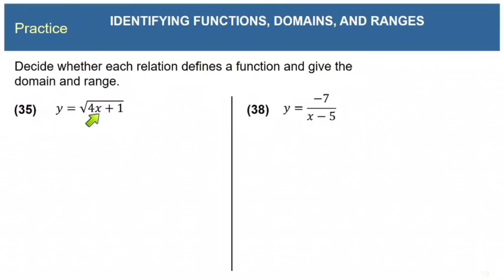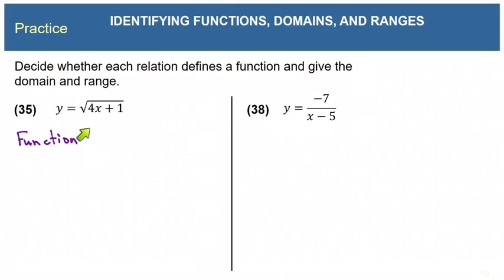Okay, so to decide if it's a function, what we need to do is decide if any x we plug in can produce two different y values. Well, no, in this case, any x I plug in is only going to produce the square root of one number, so y is one number for any x we plug in, and this is a function.